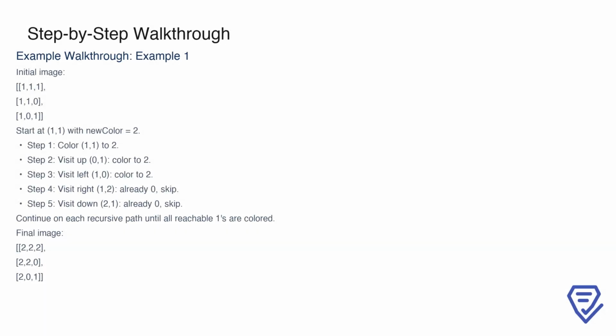Let's walk through example 1 for LeetCode problem number 733, flood fill. We start with the initial image and set the pixel at position 1, 1 to our new color, 2. From there, we check the 4 direct neighbors. Each neighboring pixel with value 1 is colored to 2. We continue recursively, processing each new colored pixel's neighbors. When we reach pixels that are not 1 or move outside the grid, we stop. Through this process, all ones connected 4-directionally to our start are colored to 2, resulting in the final image.